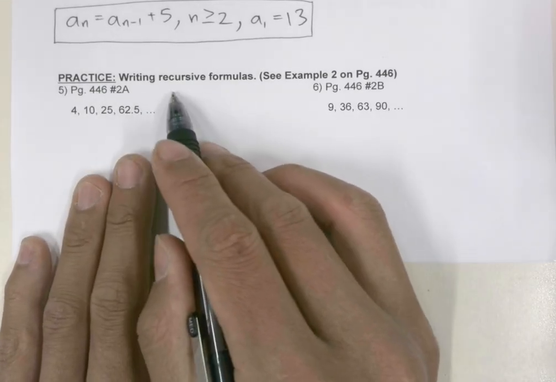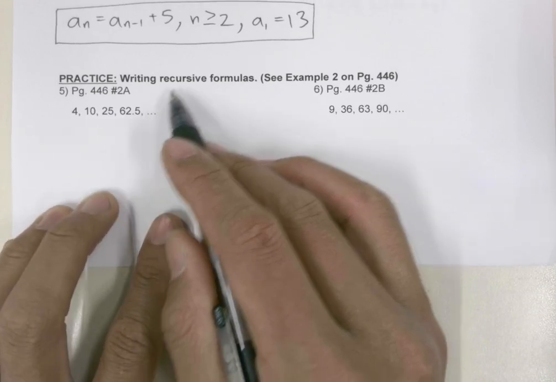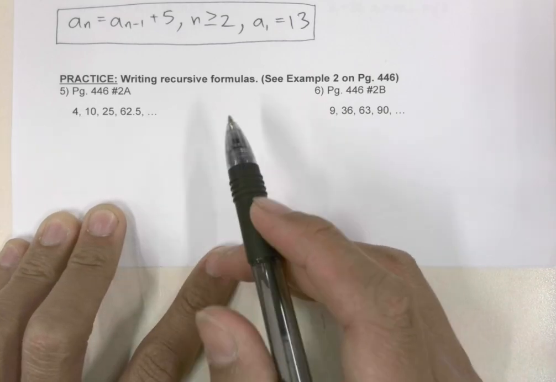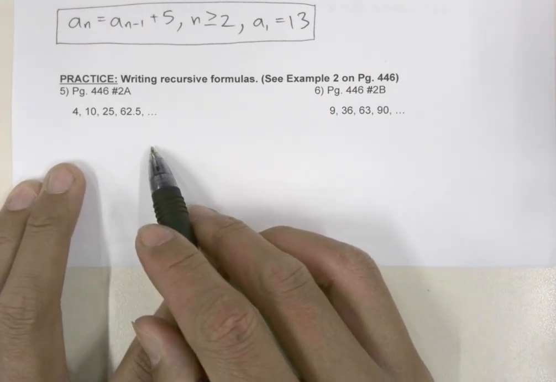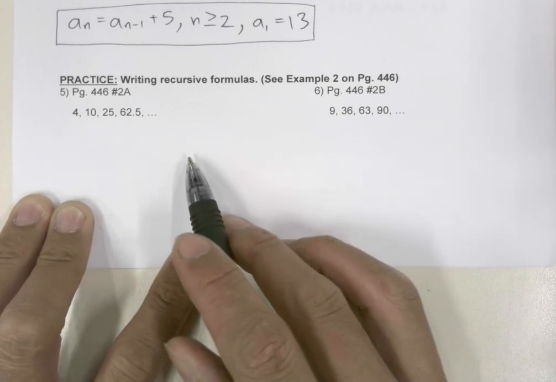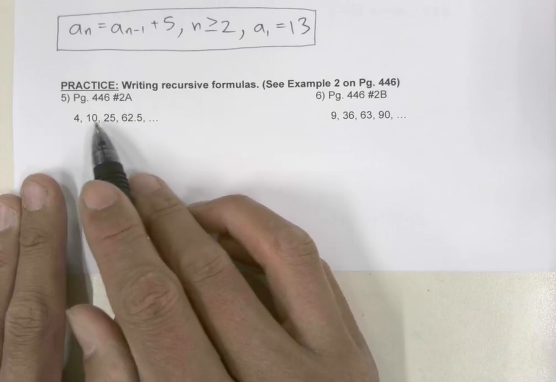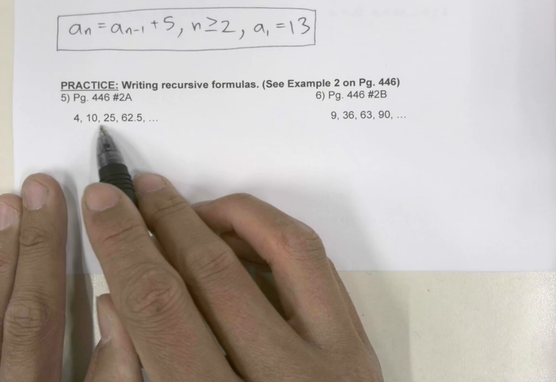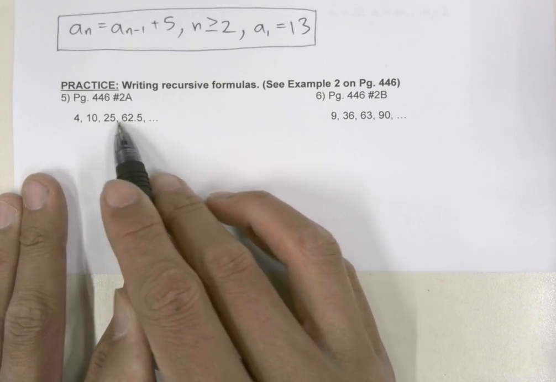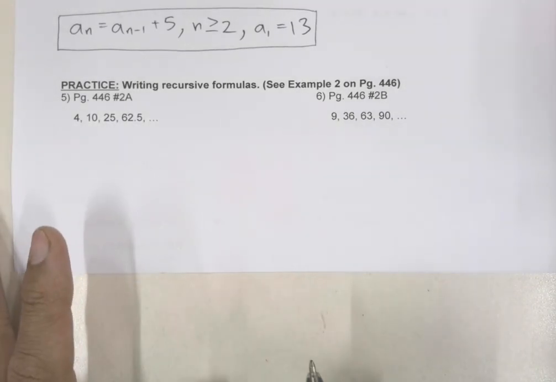Now we're being asked to write recursive formulas given a sequence of numbers. And so the first thing you need to do is to determine if that sequence of numbers is arithmetic and there's a common difference, or if the sequence is geometric and there's a common ratio. And so if we take a look here, we can see that the difference between 25 and 10 is 15. And then the difference between 62 and 25 is not 15. Right? So this sequence here is definitely geometric.